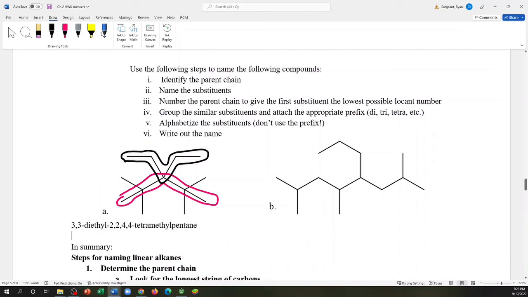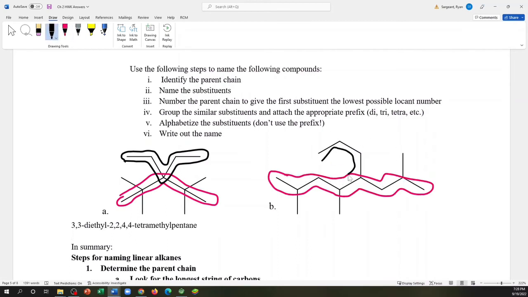Compound B has 1, 2, 3, 4, 5, 6, 7, 8 carbons. Oh, good. It illustrates the same principle. Let's look at the pink pathway right here versus the black pathway. Both the pink pathway and the black pathway contain a total of 8 carbons. Good, yes. The black pathway has, if I just count the lines that are coming off of it, 1 line there, 1 line there, and a line there. So it has 3 substituents, whereas the pink pathway has 1, 2, 3, 4 substituents.